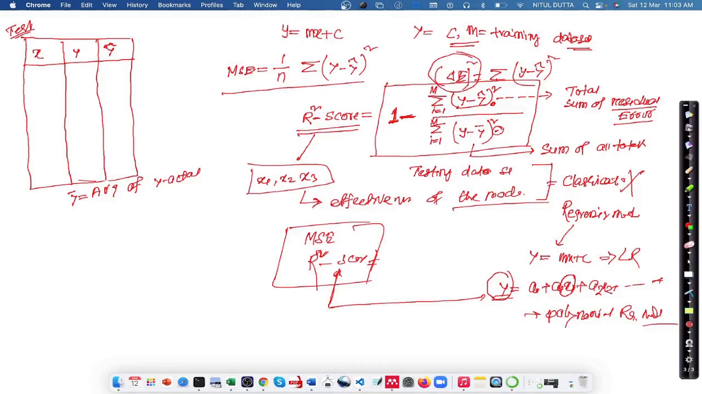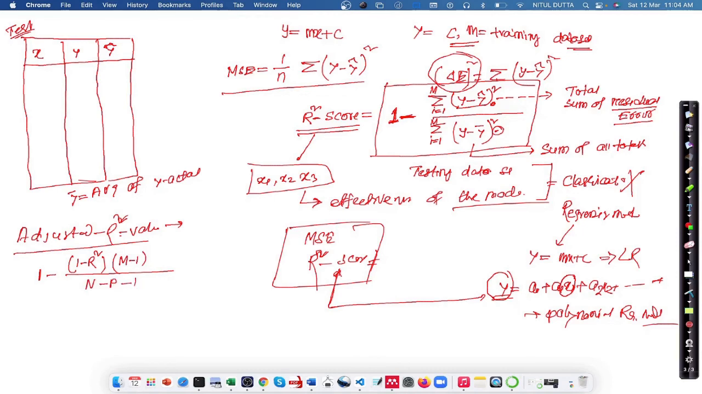Apart from these two, there is one more equation which is known as adjusted R square. We compute the value as 1 minus (1 minus R square) times (m minus 1) divided by (m minus p minus 1). This is the equation for the adjusted R square value, or adjusted R square score.